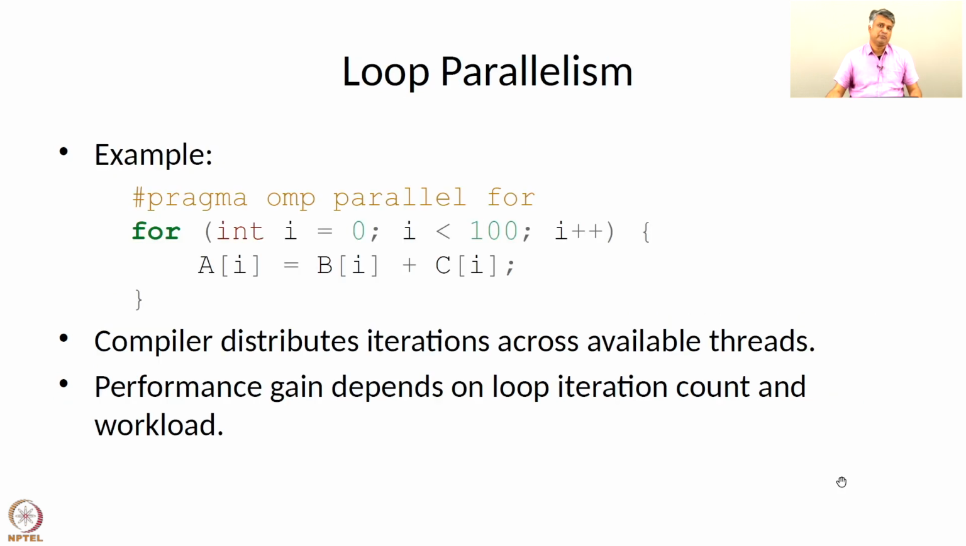So this is the example for loop level parallelism, where we have a parallel for loop, and here we are doing A[i] = B[i] + C[i] for all the indices from 0 to 99. Here the compiler will distribute the iterations across the available threads. Obviously, the performance that you gain depends on the loop iteration count and the workload. This is a very simple loop, with very little workload, so you might not see too much performance improvement. Also, the number of threads will matter.